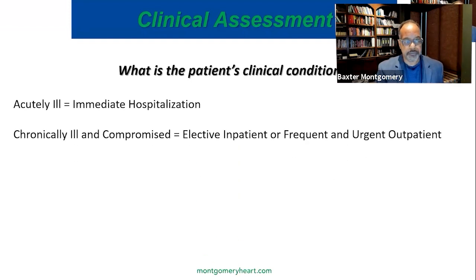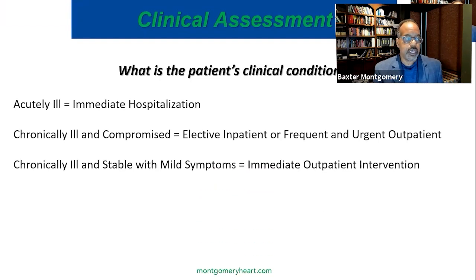A chronically ill patient who's compromised, this is an in-between patient. They can be admitted electively or on an urgent outpatient basis, depending on if we can see them back the next day. Sometimes we'll elect to try to treat them as an outpatient, see them the next day or 2 days later, and make a judgment then. A chronically ill and stable patient with mild symptoms, we tend to see these patients in the outpatient setting, but we do immediate outpatient follow-up and intervention.